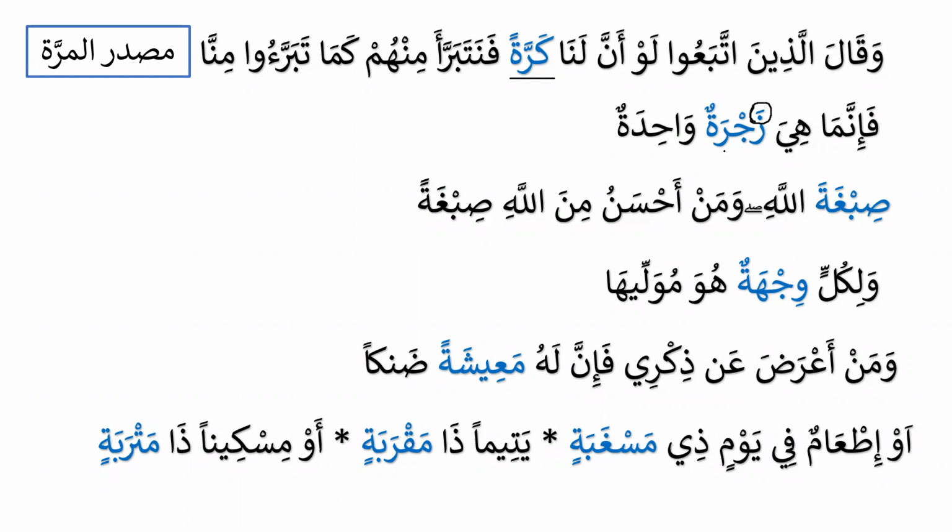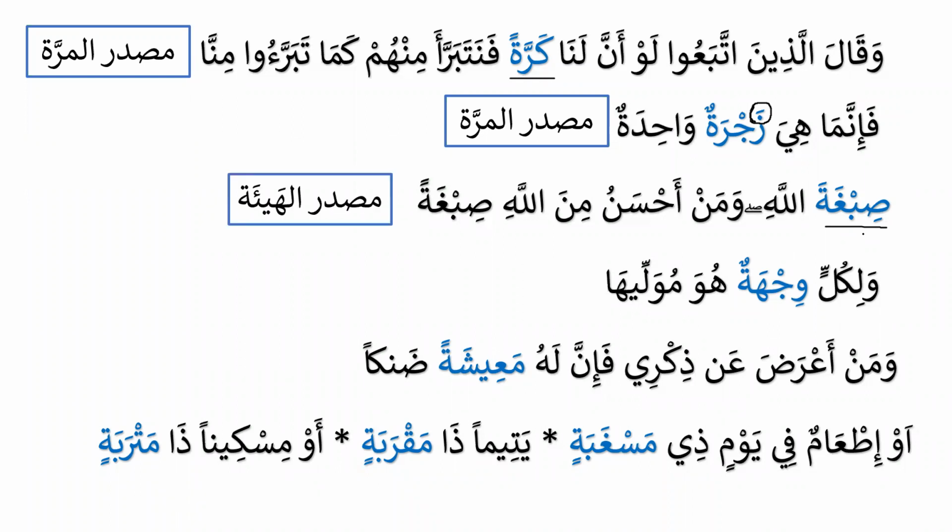مصدر مرة, excellent, because it's on the pattern of فعلة. Okay, then we have صبغة الله ومن أحسن من الله صبغة. صبغة, فعلة. مصدر الهيئة, yeah, the other one, because it has a kasra over there, فعلة, كسرة. Okay, perfect. So it's مصدر الهيئة. ولكل وجهة هو موليها. وجهة, هيئة, excellent. مصدر الهيئة, because you can see the pattern over here.